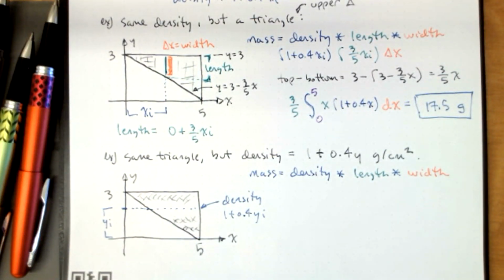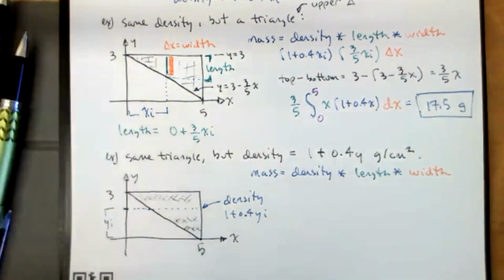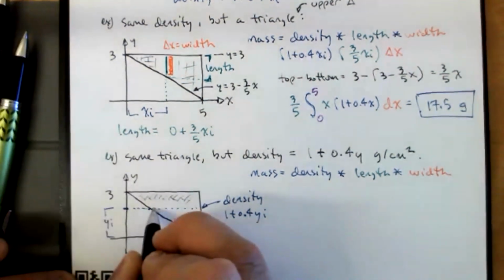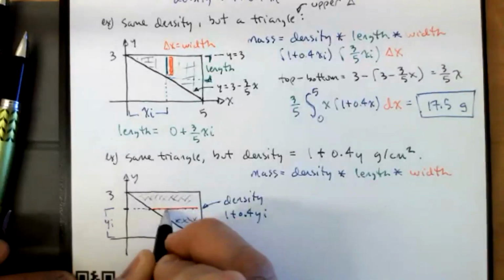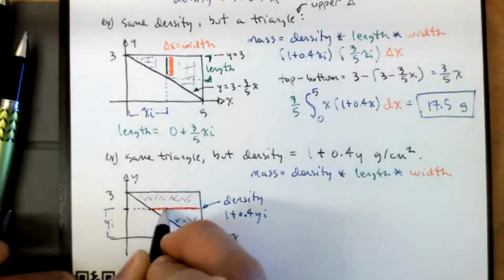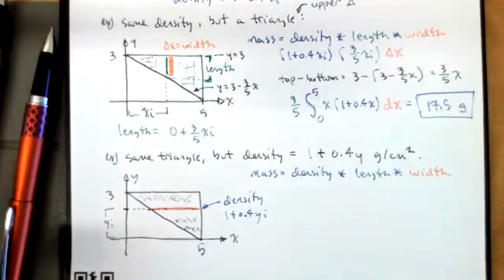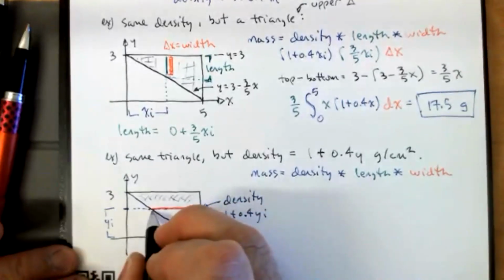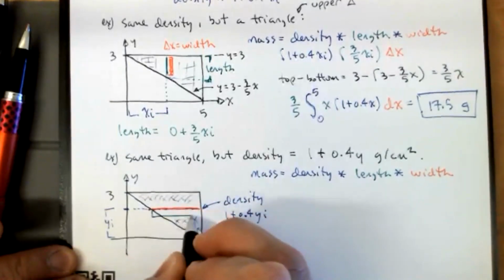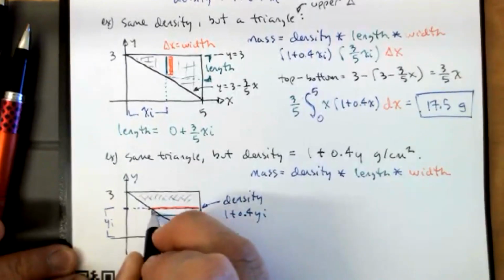So now my width is going to also be variable. So here's where my density is constant. And I'm just going to use that same density for some small change in y.